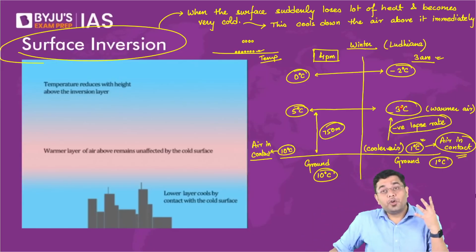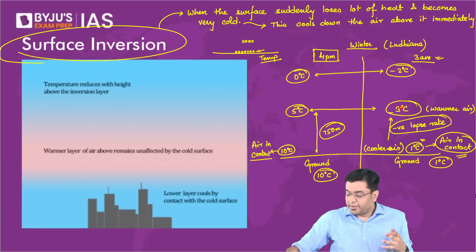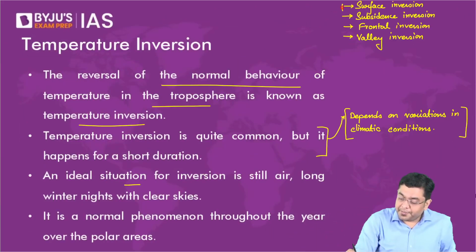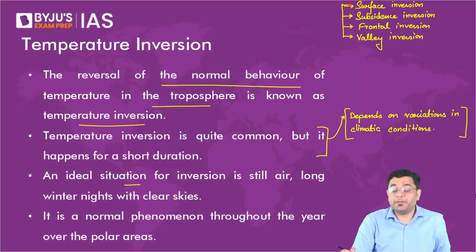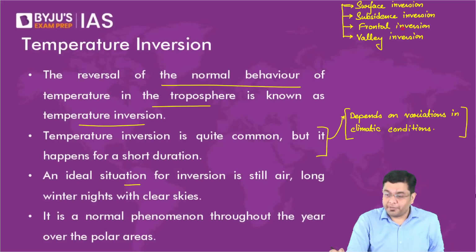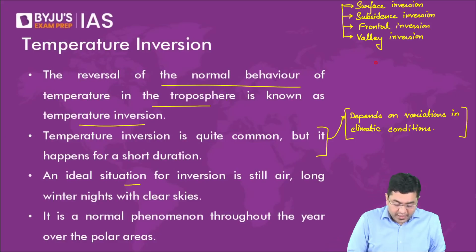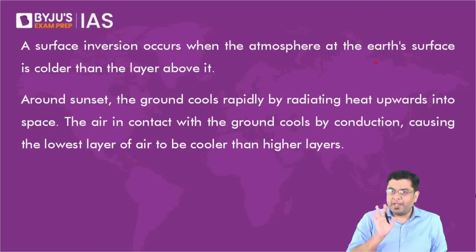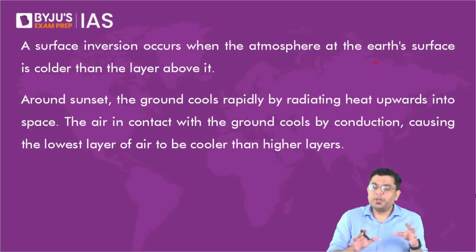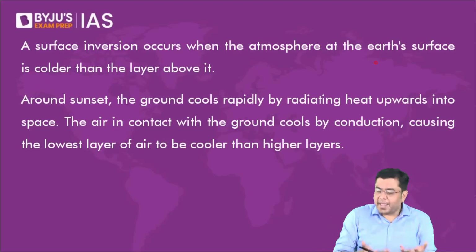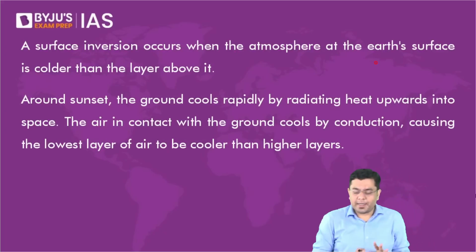Temperature inversion has got various different types. You have the surface inversion, subsidence inversion, frontal inversion, valley inversion. There are other kinds of inversion as well. Okay. So here, first of all, do one thing, read the written portion so that you have some amount of digestion which happens, and then I will again repeat the entire concept.